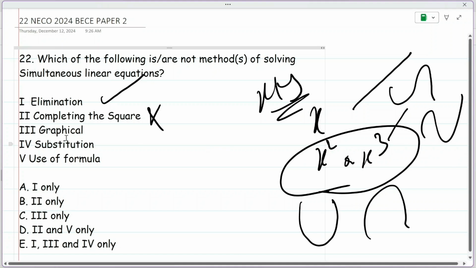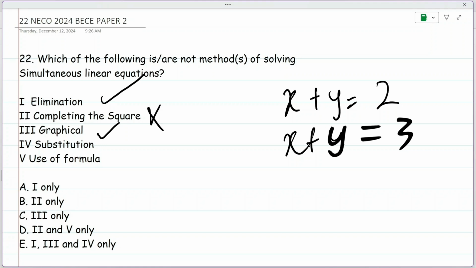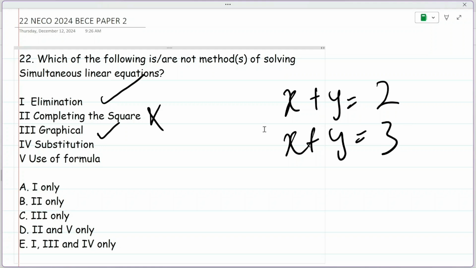Then we have the graphical method. You can solve a linear simultaneous equation using the graphical method. A simultaneous equation is like this: x plus y equals 3. So you can solve it by substitution. If you have an equation like this where you have equation 1 and equation 2, you can solve using substitution, but you can't solve using the formula method.